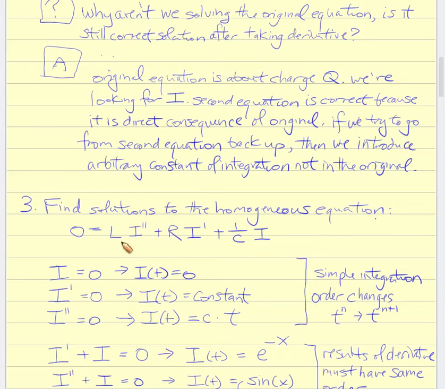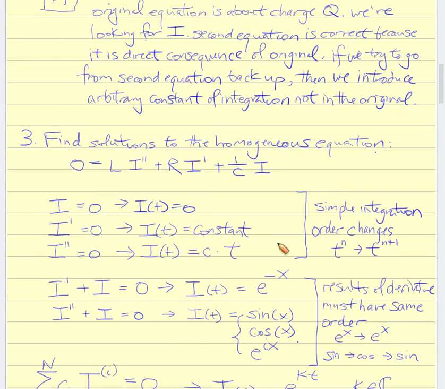And homogeneous, once again, just refers to the fact that it's a 0 on this side. That's equal to the function of this unknown I and its derivatives. So we're going to solve this homogeneous equation first. And then that's going to be 1/2 of our solution. Whatever we find solves this homogeneous equation is going to be 1/2 of our final solution.